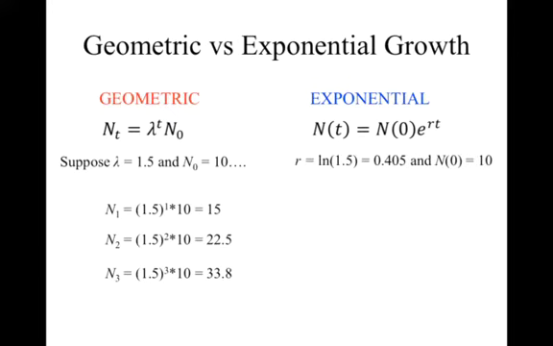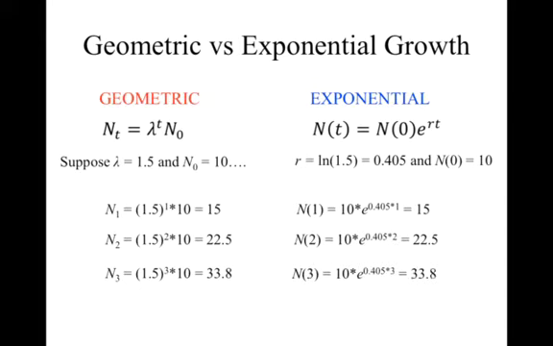Now, to use the exponential equation to predict the exact same thing, I need to convert from my geometric growth rate to my exponential growth rate, but that's easy. I just take the logarithm of my geometric growth rate, and that gives me my exponential growth rate. And then I start with the same 10 individuals. And again, if I predict the population size 1 year later, I get 15. 2 years later I get 22.5, and 3 years later I get 33.8. So they're exactly the same. As long as I convert lambda to r and r to lambda, I should get the same exact values at year 1, year 2, year 3, year 4, year 10, year 100, should always be the same.